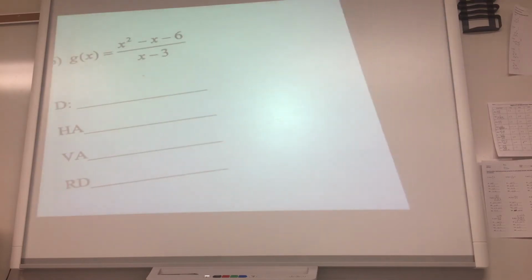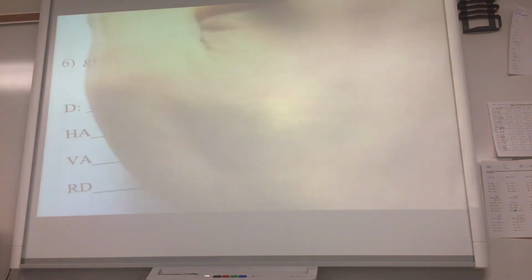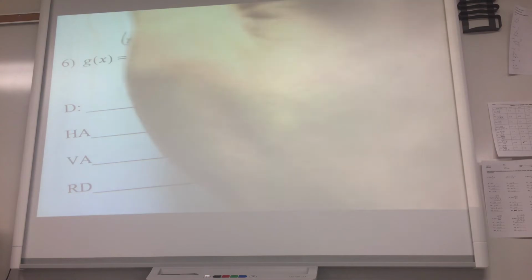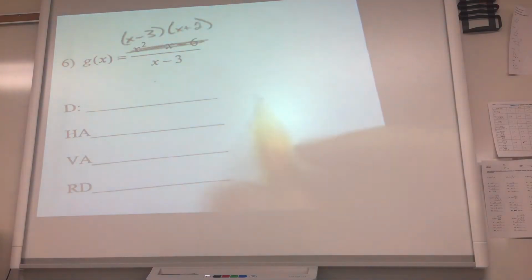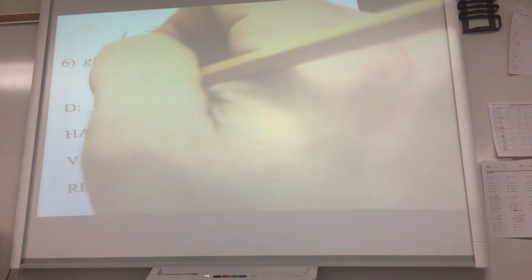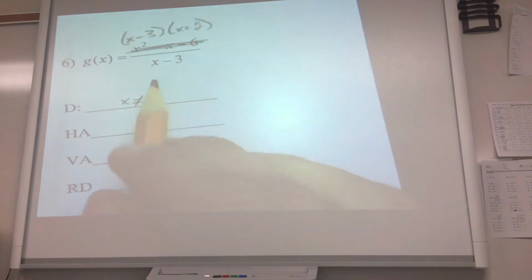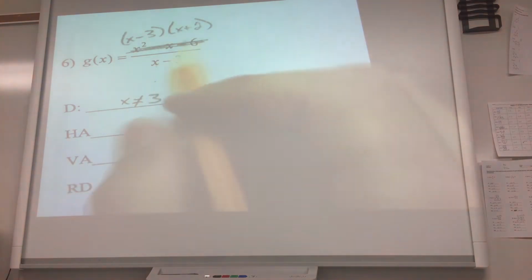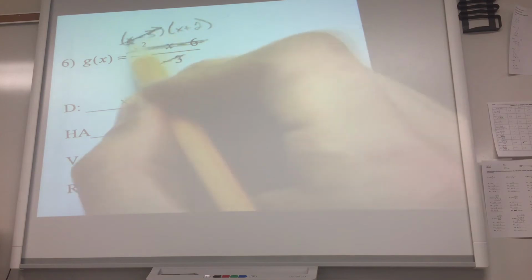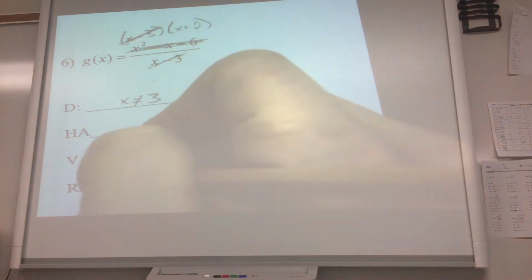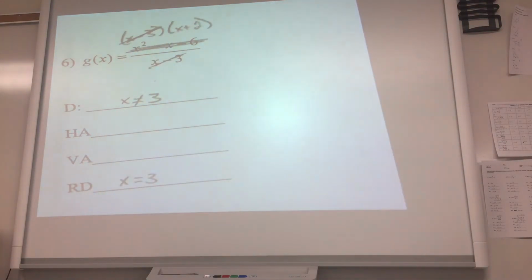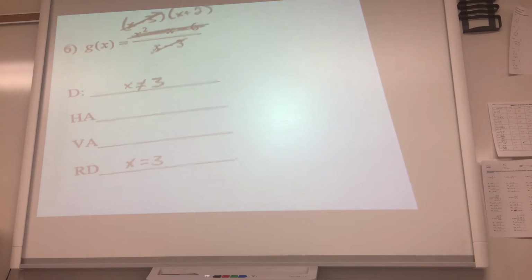All right, this one. Factor everything again. x minus 3 on top times x plus 2. Okay, so there's the top factored. This time, x cannot be 3 because 3 minus 3 would be 0. So we're keeping x from being 3. Does it cancel with anything up top? Yes, it does. x minus 3 and x minus 3 cancel. So then x equals 3 is a removable discontinuity.